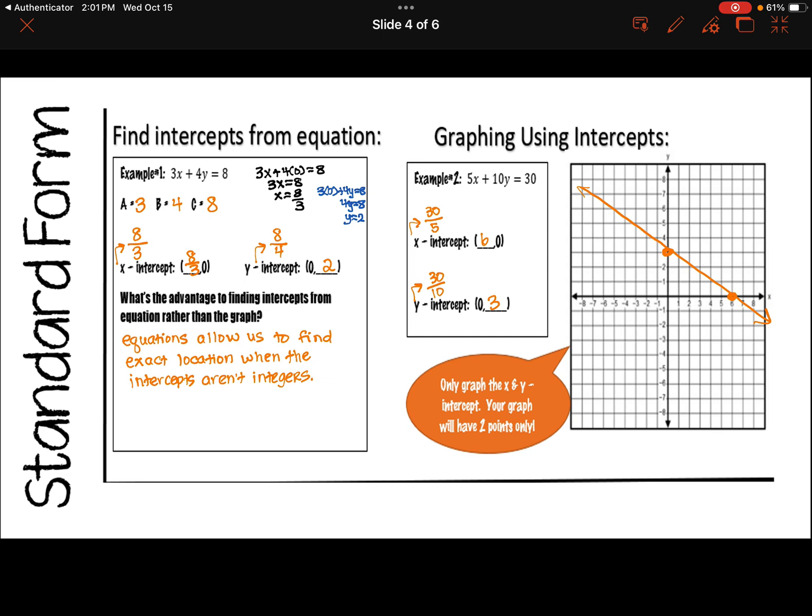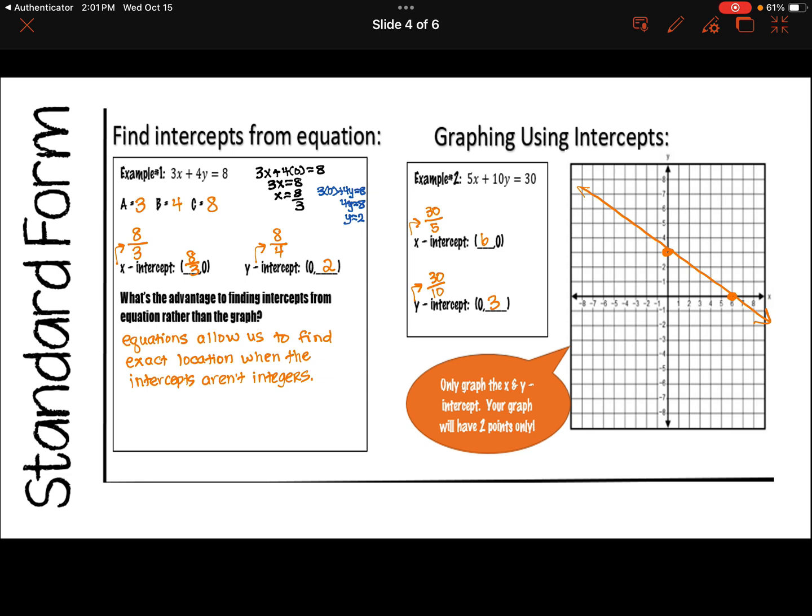So that is really the benefit to standard form. Super fast and easy to locate the x-intercept, actually easiest way to locate the x-intercept. Now, I'm going to agree that slope-intercept form, the y-intercept is already there for you.